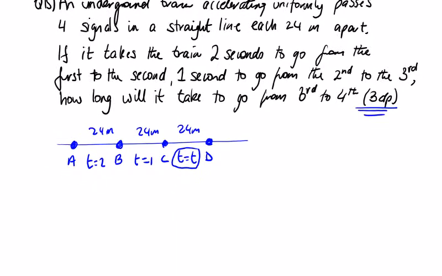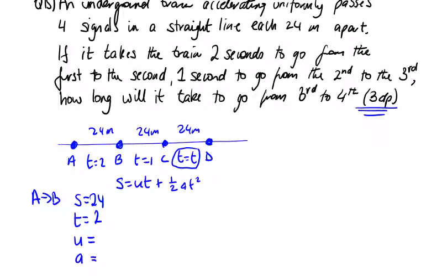Okay, what do we have here between A and B? S is 24, T is 2. We don't know U. We don't know A. But as we've seen before in these questions, we can form 2 equations in U and A, and we'll be able to solve them using the equation S is equal to UT plus a half AT squared. So 24 is equal to 2U plus a half by A by T squared, which is 4. So 24 is equal to 2U plus 2A. So 12 is equal to U plus A.